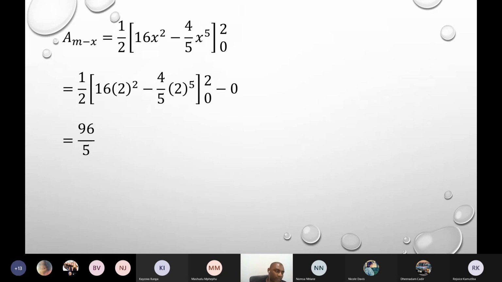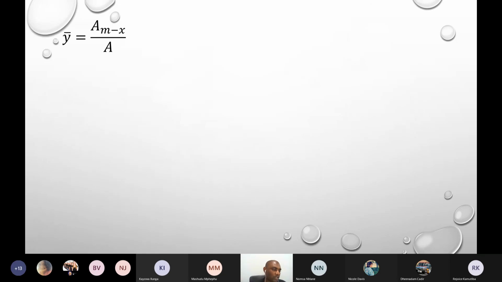This is the last slide for area moment. Now, to calculate the centroid, it's area moment divided by area. So this is how we calculate the centroid. Area moment divided by area and get our answer there.